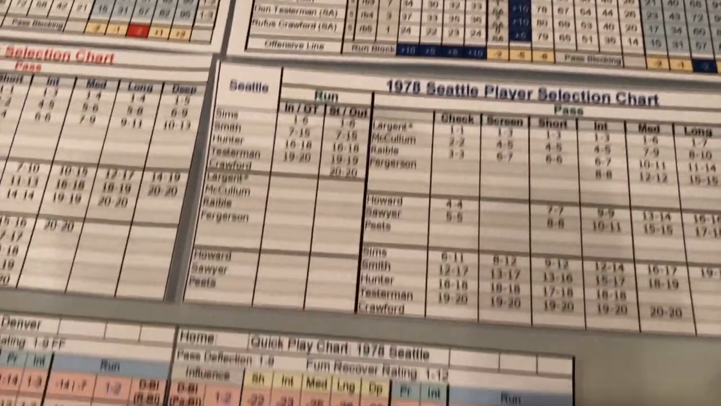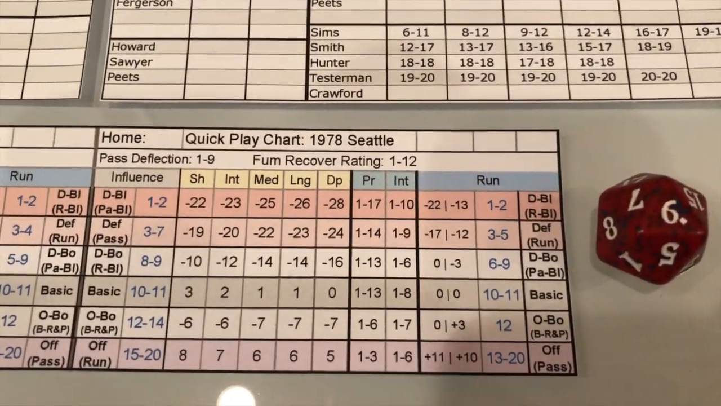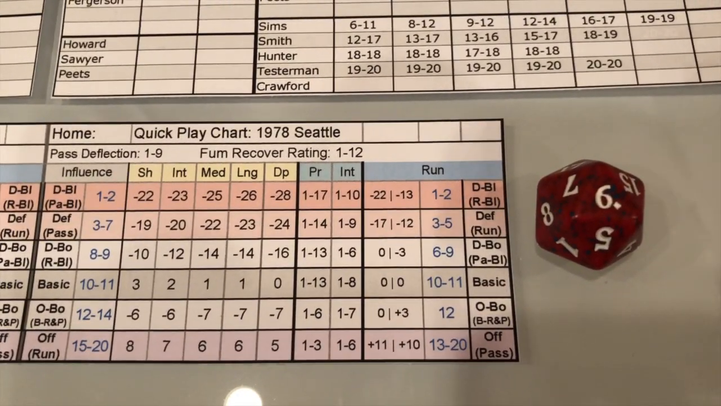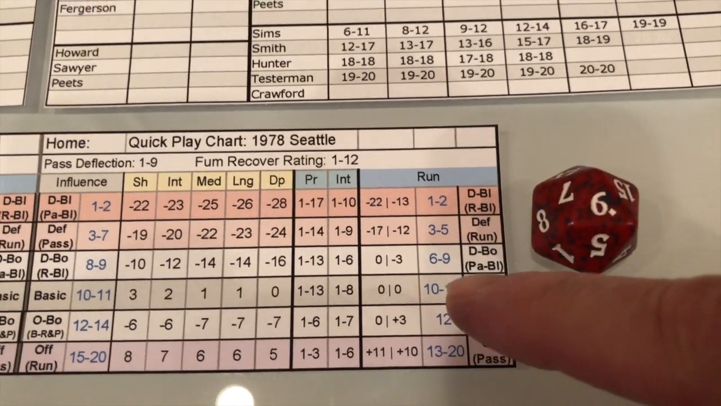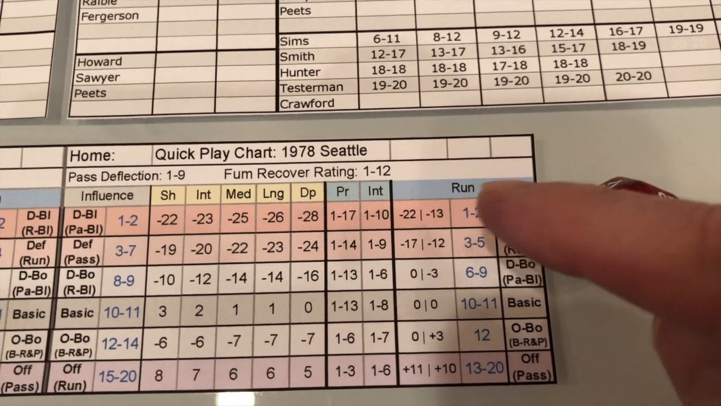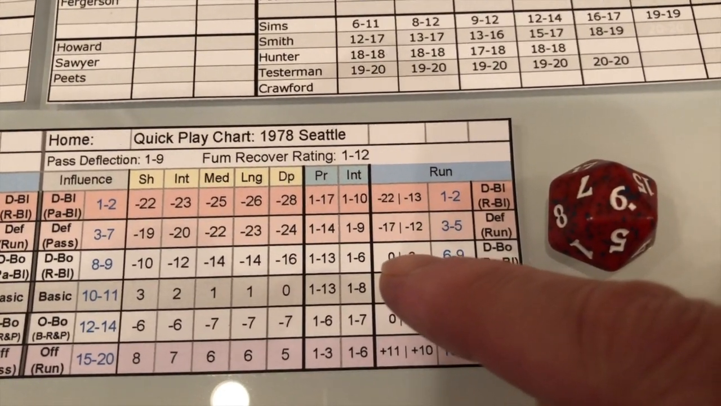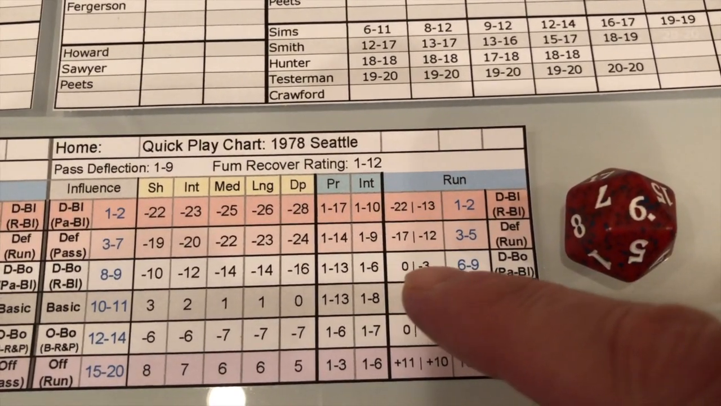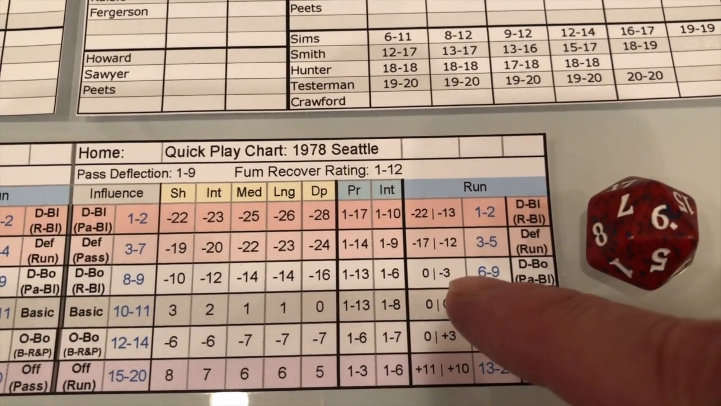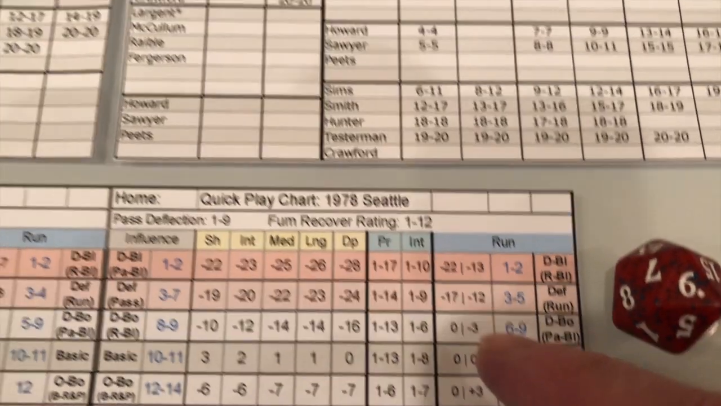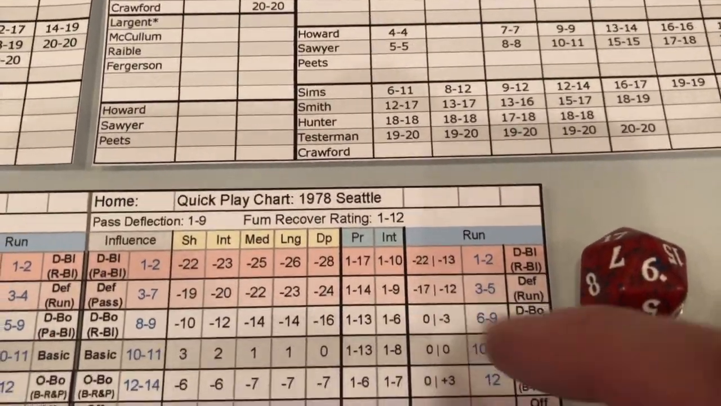Then what you're going to do is come down to the quick play chart, and because Seattle's on offense, you look at their side of the chart. You're going to roll a d20, and in this instance, the roll came up a 6. So you look down the run side of the quick play chart, and this column here is the d20 roll. It was a 6, so we look along this line. The left-hand side is for an in and an out run. The right-hand side is for off tackle and stretch. So in this instance, it would be a -3 modifier on his 39. So 39 minus 3 gives you 36.